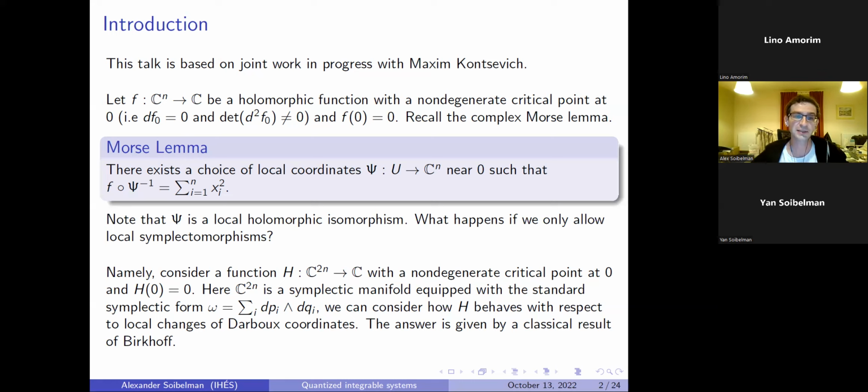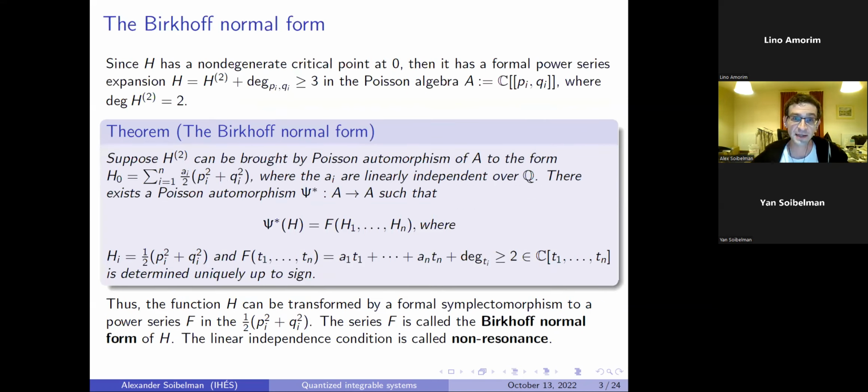There is a classical result due to Birkhoff that essentially tells you that you can do a formal symplectic coordinate change that will allow you to write the function in a certain normal form. Based on the previous slide, the setup is that we're looking at a function h with a non-degenerate critical point at 0. You can write it as a power series that begins with a quadratic term and then has higher order terms after that.